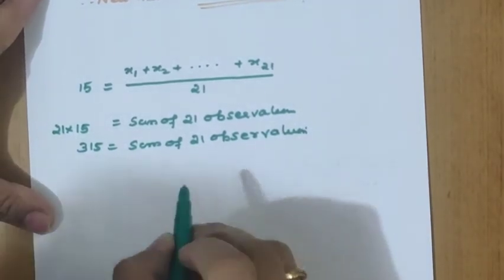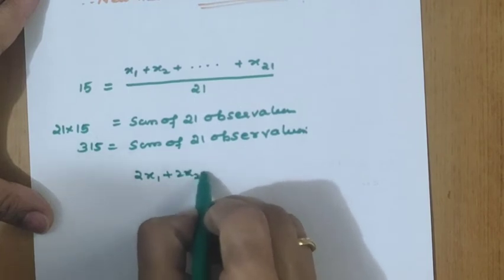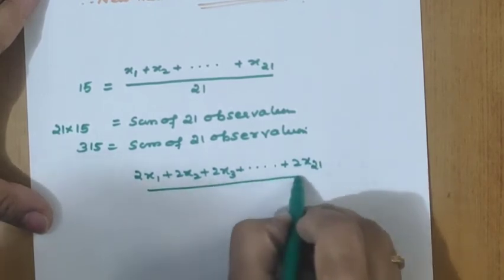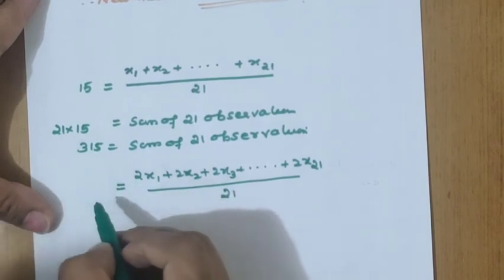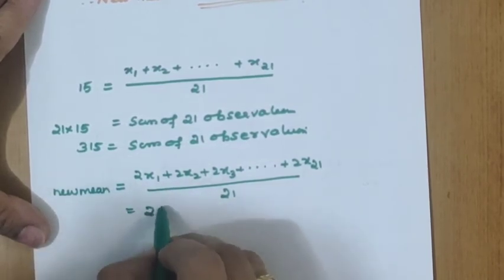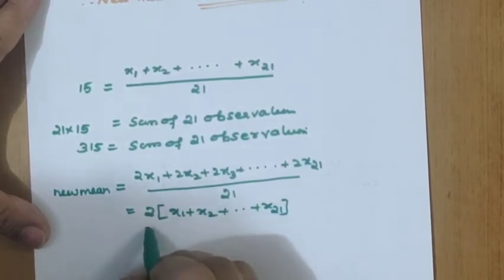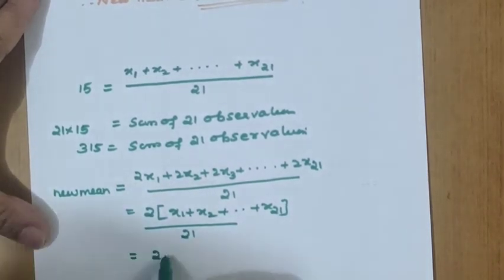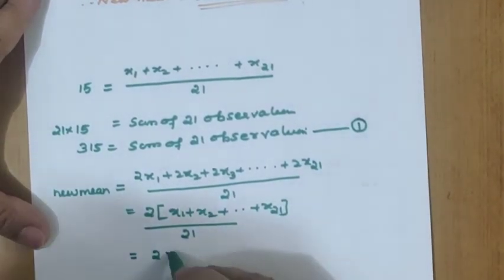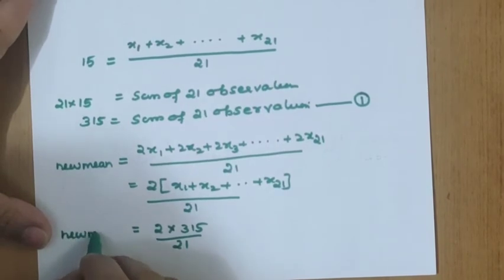Second part of the question means each term is multiplied by 2. So it becomes (2x1 + 2x2 + 2x3 + etc. + 2x21) divided by 21, and what will be the new mean, it is asked. So I'll write here new mean only. Here 2 I can take as common: 2 times (x1 + x2 + etc. + x21) divided by 21, equal to 2 into, see all of you calculated this as 315. So here 2 into 315 divided by 21, and the left side is equal to new mean.